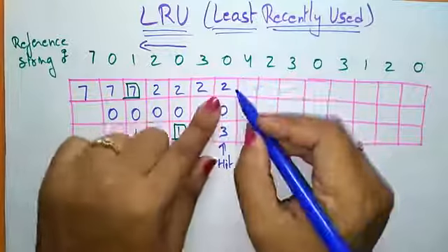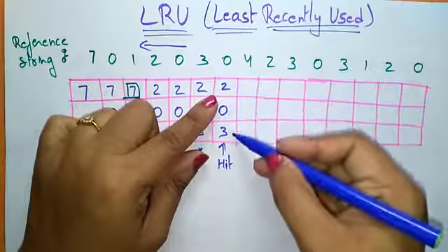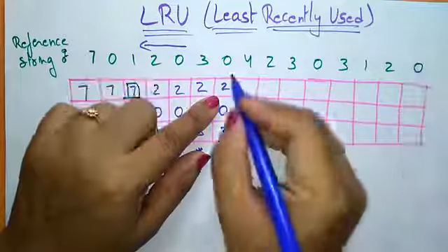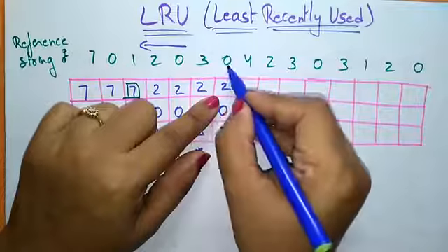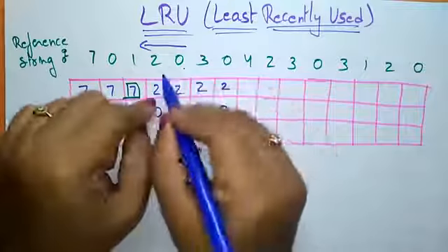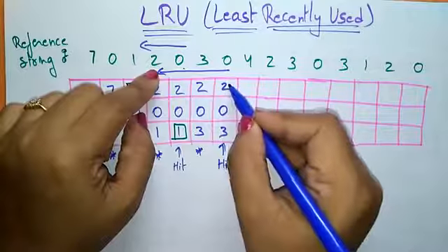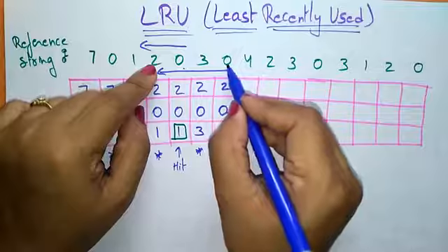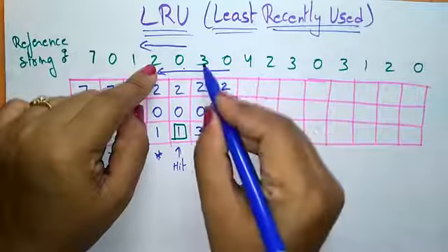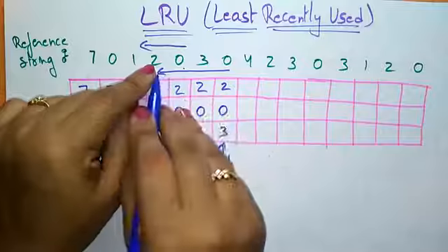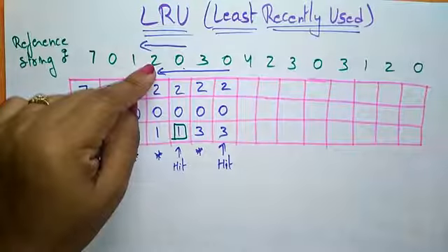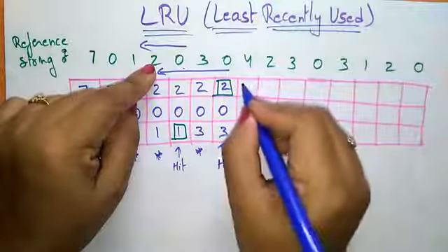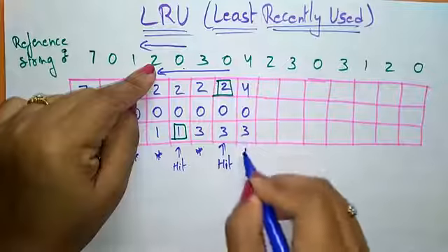So where do I have to place it? Which page do I have to replace? So check the least recently used. From this, you have to check the least recently used: 0, 3, 0, 2. So 0 is the most recently used. Next, 3 is most recently used. Next, 2 is least recently used. So just replace 2. In place of 2, I'm writing 4, 0, 3. So this is a page fault.